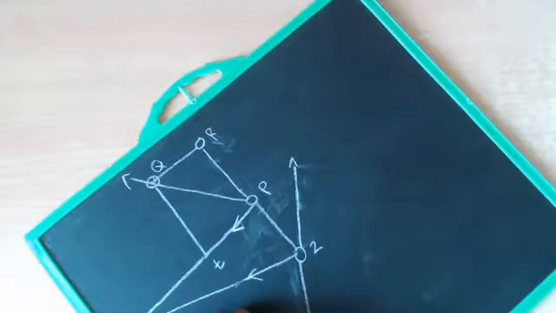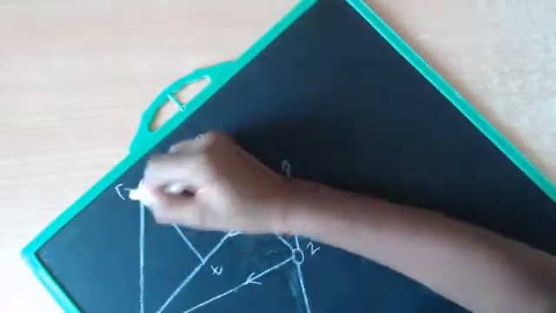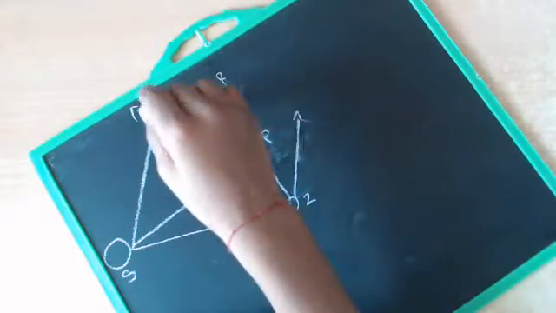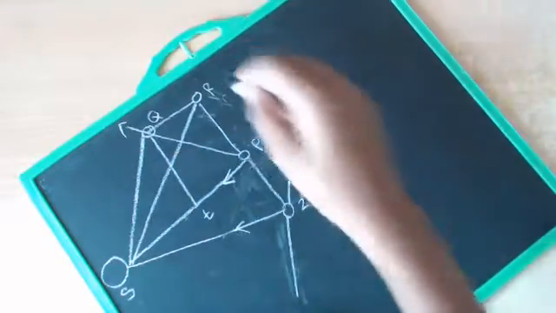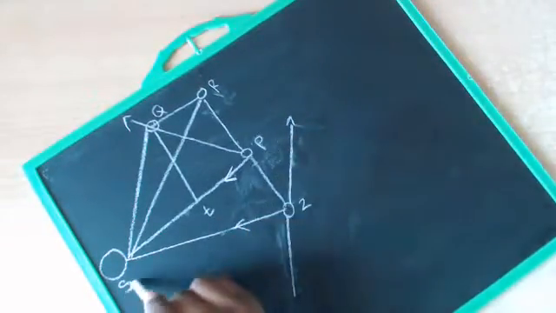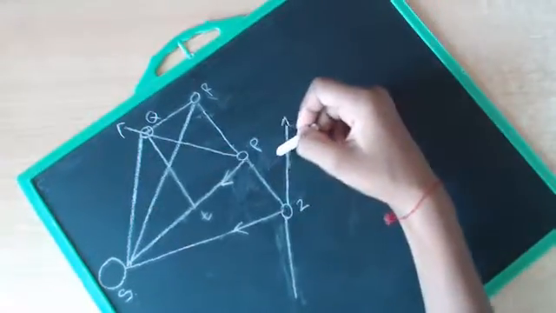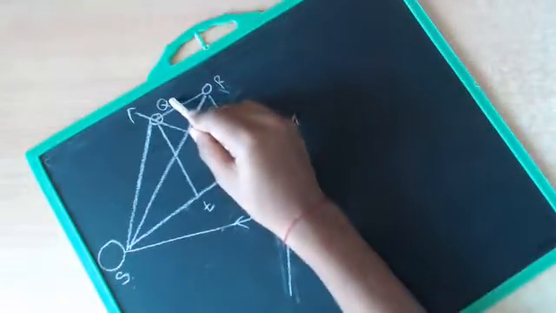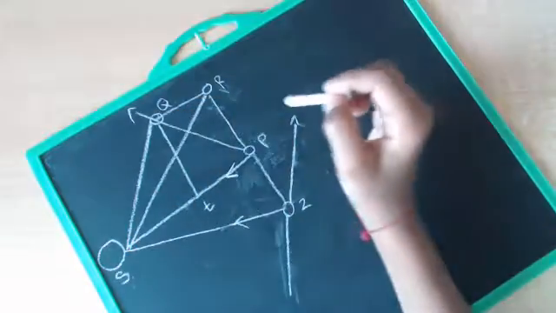But where are the triangles? First triangle SPZ, and triangle SPQ, and triangle SPR. ZP is the height and SP is the base for triangle SPZ, and RP is the height and SP is the base for triangle SPR. And QT is the height and SP is the base for triangle SPQ.